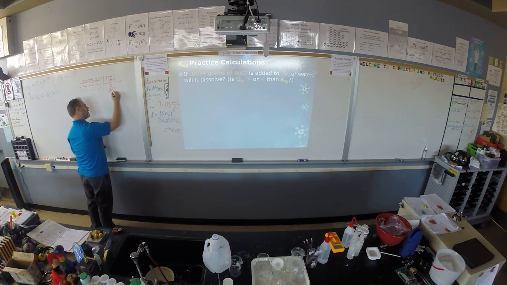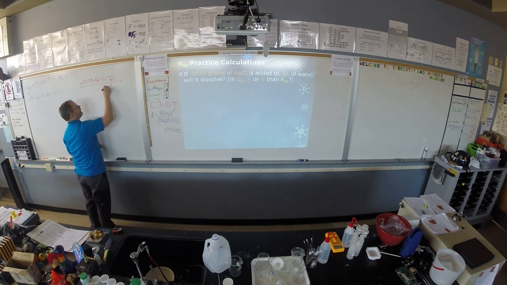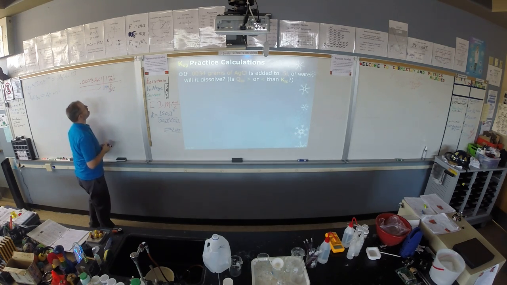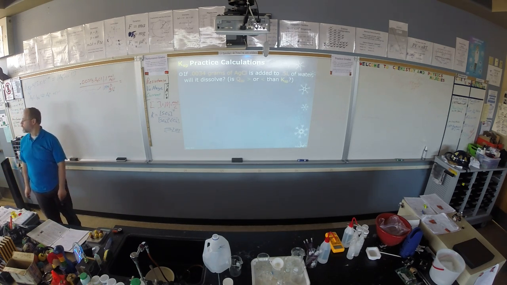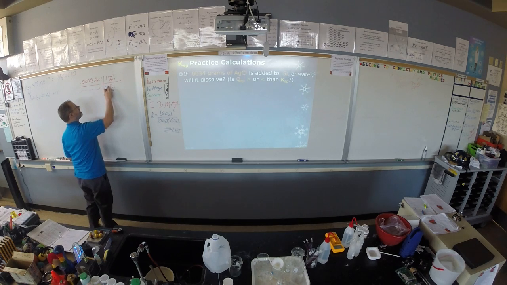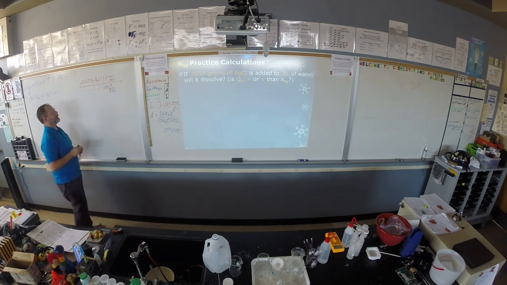Silver is 108, chlorine is 36, 145 more? Round up, round down. Yeah. I can round down if you want. Would you rather round down? Just round down. I know you're not comfortable with 144, so there you go.